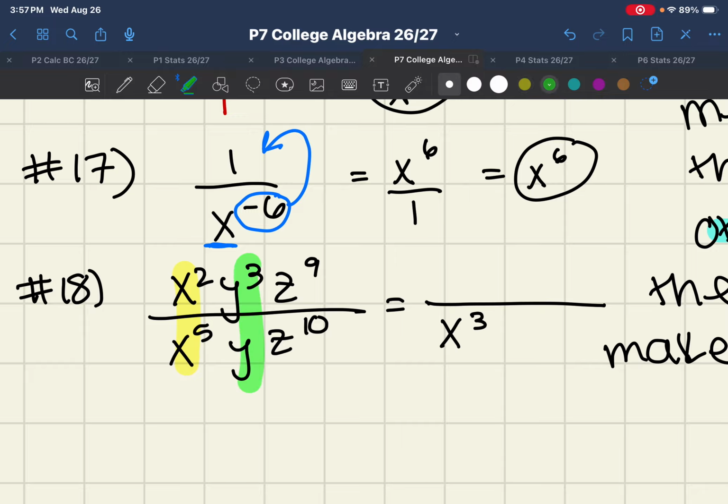Now I do the y's. y cubed divided by y. That's the same as saying y to the power of 3 minus 1, which is y squared. It's positive, so it's going to stay on the top. And then I have z's. z to the 9 divided by z to the 10th. 9 minus 10 is negative 1, so it's going to remain on the bottom as just z. Okay, remember, we don't need to write 1. It's an invisible 1. Just write z. So that would be my answer.